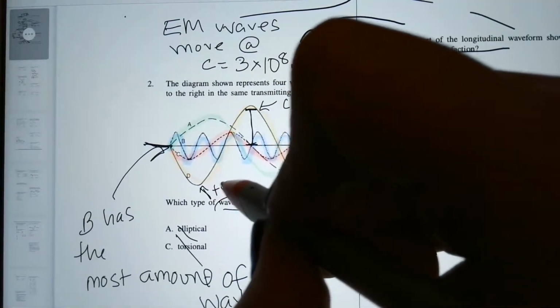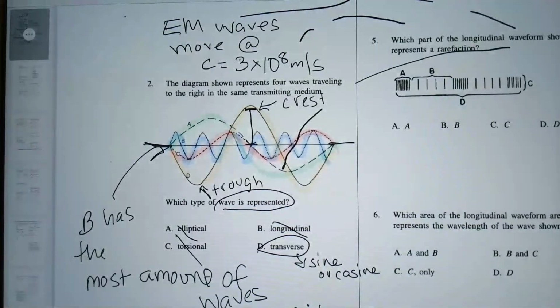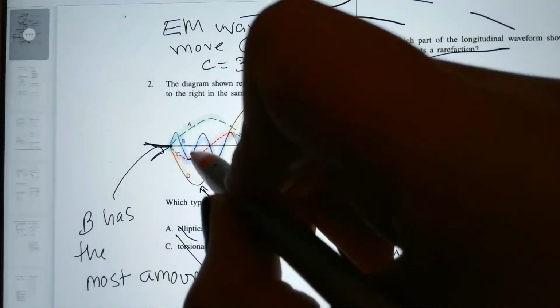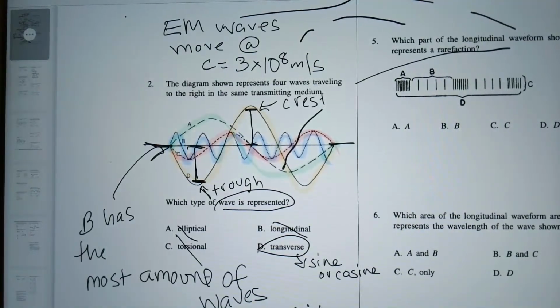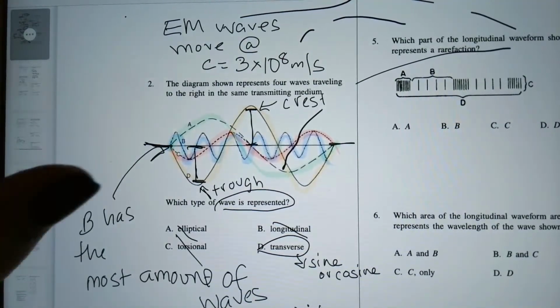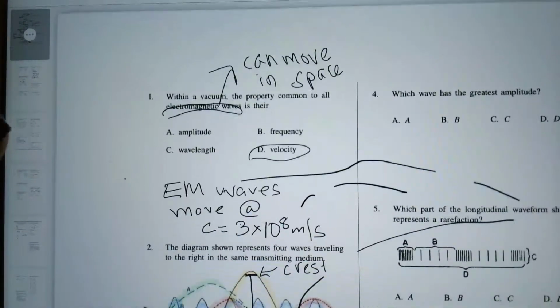This right here is known as a trough. The trough is just the valley. The crest is just the top of the wave. So again, amplitude will be the distance between the equilibrium position and the crest or trough. So obviously, choice D, we see the largest amplitude, or the largest height on those crests and troughs from the equilibrium point.